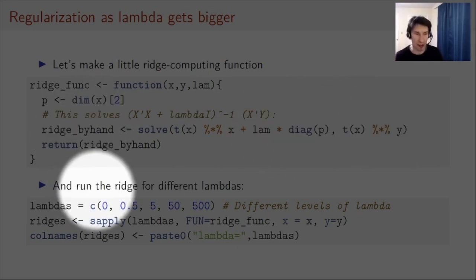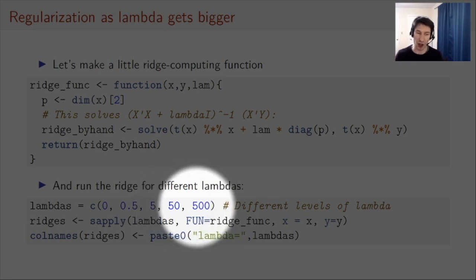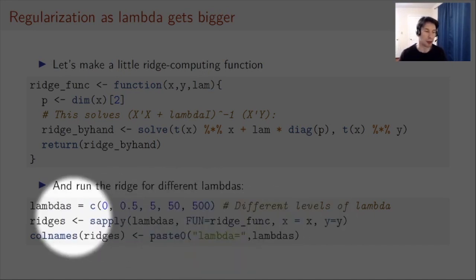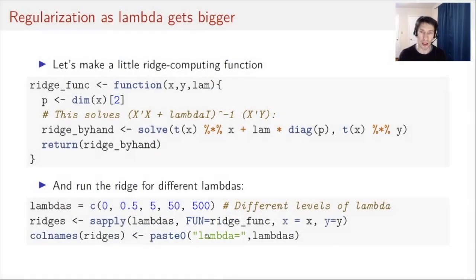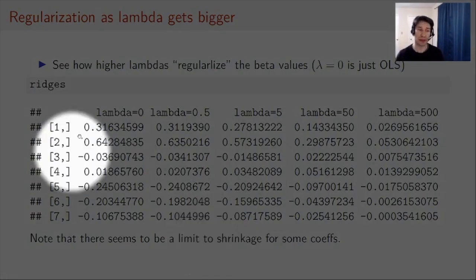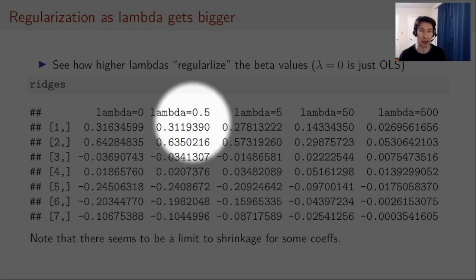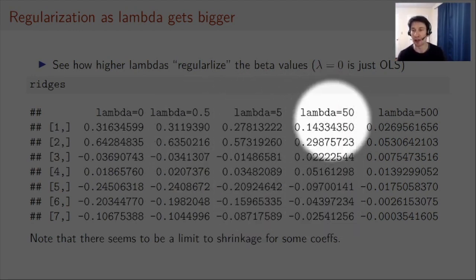So just because we don't have much space on the page, let's do it for 5 values of lambda. We'll do 0, 0.5, 5, 50, and 500. So you see exponentially growing values of lambda. We're going to apply it with an sapply command, and we're just going to put them all as a matrix. And so here, what do we see? Lambda equals 0, that's still just our OLS, and then we get slightly smaller values of beta, slightly smaller values of beta still, then again smaller, and again smaller.